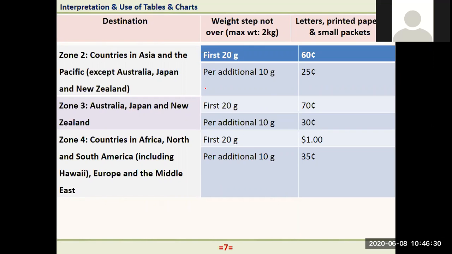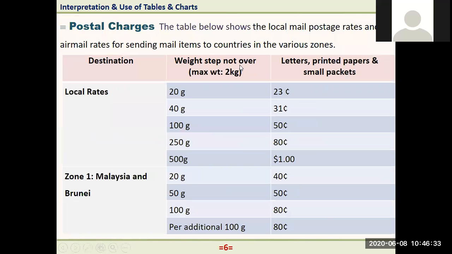All right, continue. So this is the first table, local rates. Weight step not over, maximum weight 2 kg. Weight step not over means not more than 20. So for letters, printed papers, and small packets, if it is less than or equal to 20, you have to pay 23 cents. If it is less than or equal to 40, it is 31 cents.